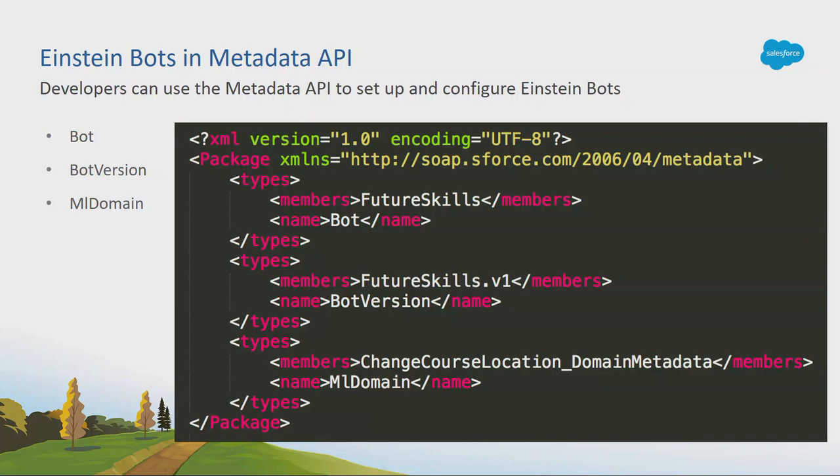So the bot objects are available through change sets, but they're also available through the metadata API. So deploying them is very straightforward. You have to get the bot version because you can iterate the versions as you're designing them. So use the bot version object.